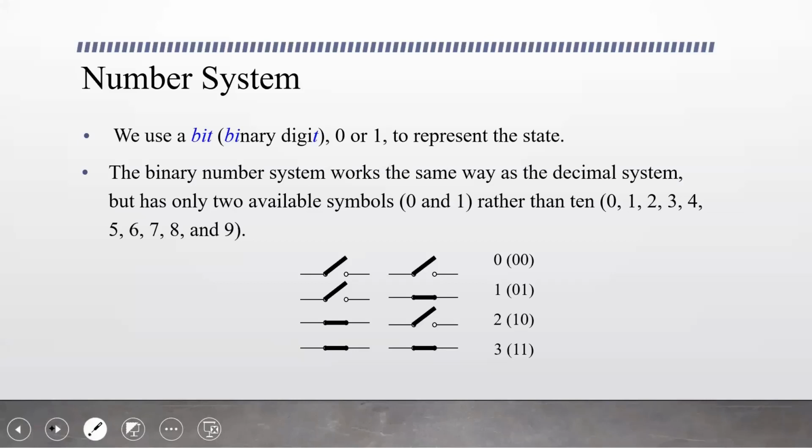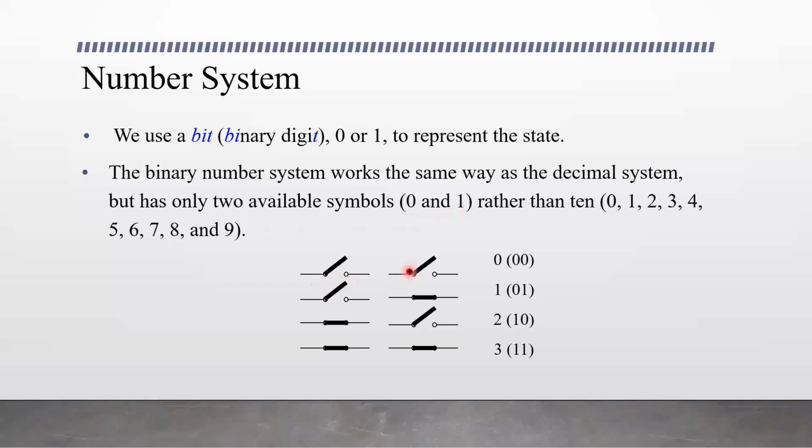So we use a bit. Bit is binary digit. Okay, the short form of binary digit. We use a bit 0 or 1 to represent the state. When it is off, it is 0. And when the switch is on, it represents 1. Okay. So decimal has the numbers 0 to 9, okay, with the base 10, I said. And binary has these two bits, 0 and 1.